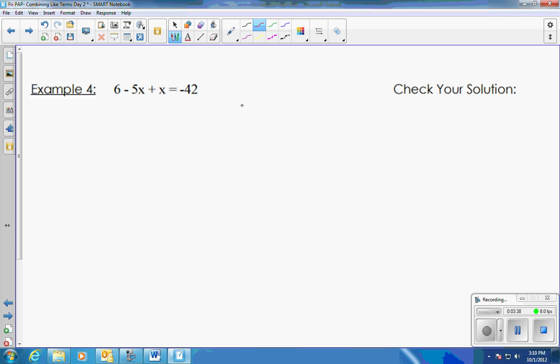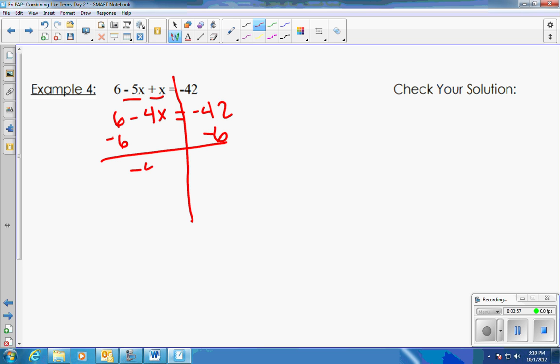Now I have negative 5x, positive x, so this is going to be 6 minus 4x, or you could put the minus first, it doesn't matter what order. So I'm going to subtract 6 from both sides. Now in this one, be very careful, that's a negative 4x left over, and negative 48. Divide by negative 4, and I get x is equal to positive 12.